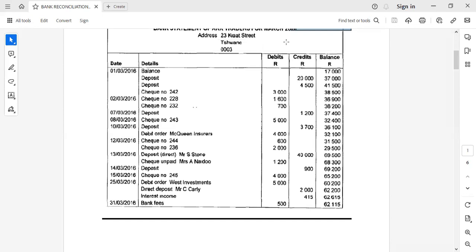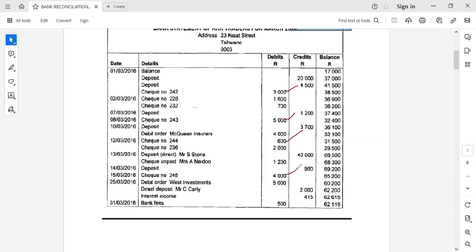Right. We have got check number 242, here it is, of 3,000. Check number 243 of 5,000, here it is. Check number 244 of 600, here it is. Check number 245 of 4,000, here it is.